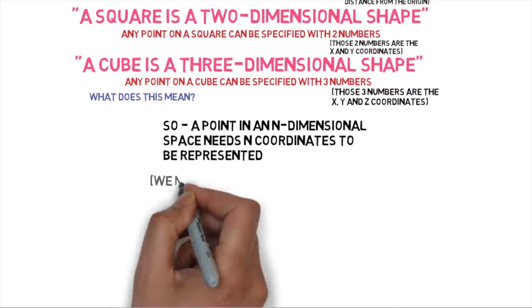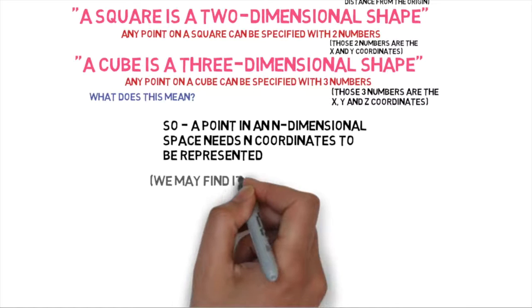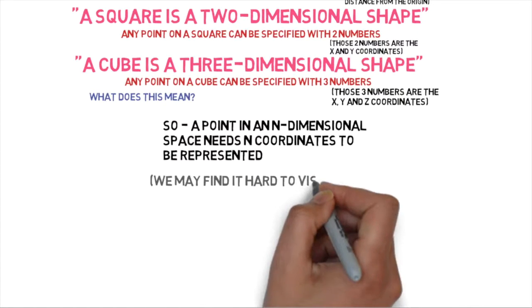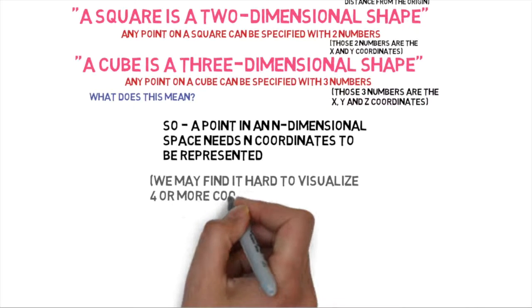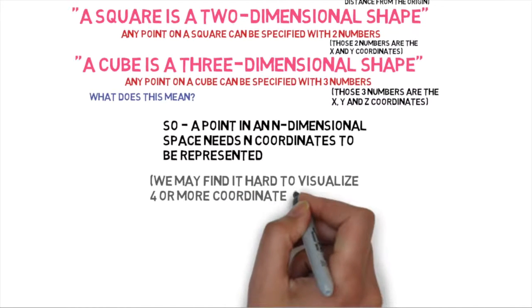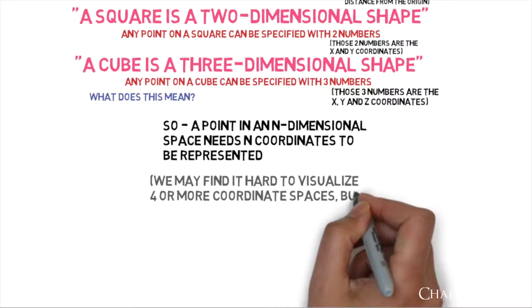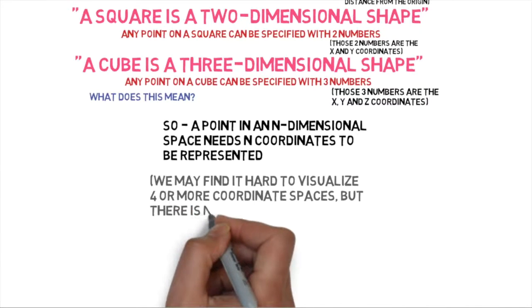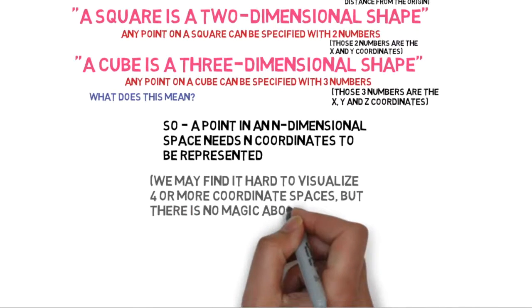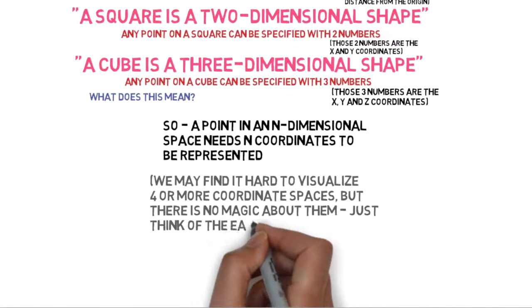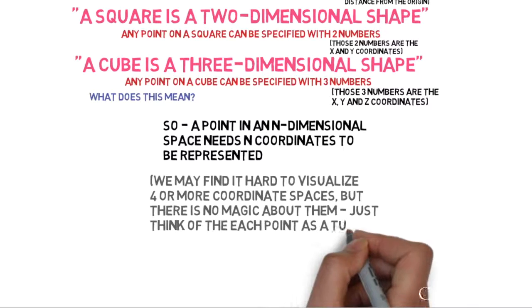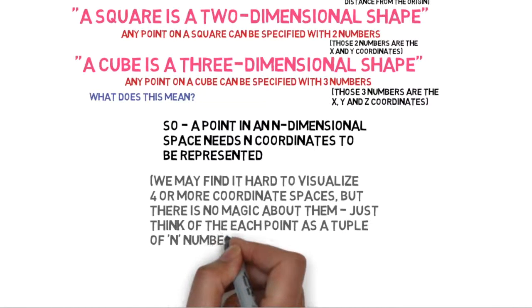Now, in reality, you may find it hard to visualize 4 or more coordinate spaces, anything which is a higher dimension than a cube. But there's no magic about them. Just think of each point as a tuple of n numbers, just like a three-dimensional space needs 3 coordinates or a tuple of 3 numbers to represent it.